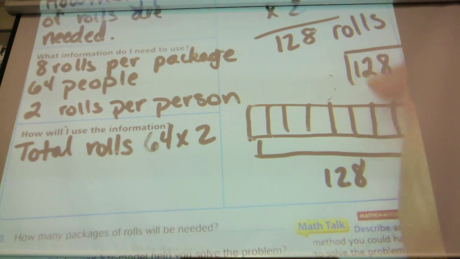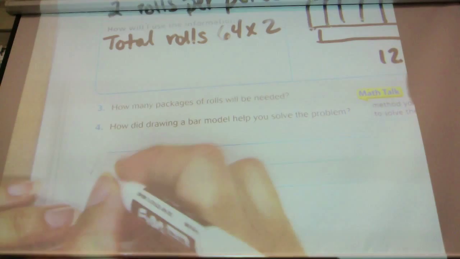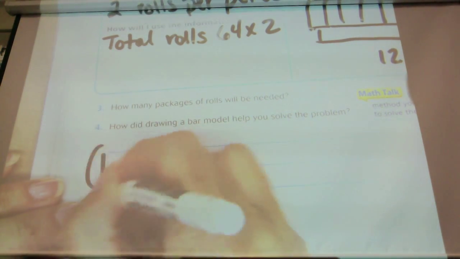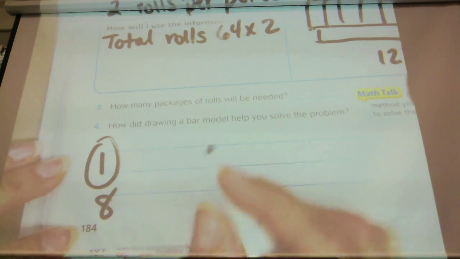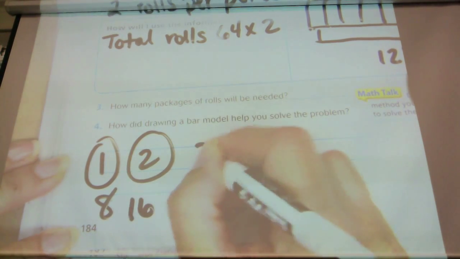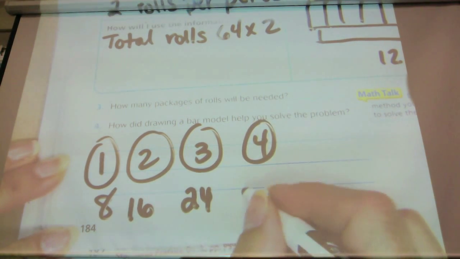Okay, stop here for a second. Think about the question. You guys are guessing and then you're waiting for me to say yes or no. If I need 128 rolls, here's package 1. How many are in there? 8 rolls. Okay. Now I have 2 packages. How many total rolls do I have now? 16. And then I have 32.